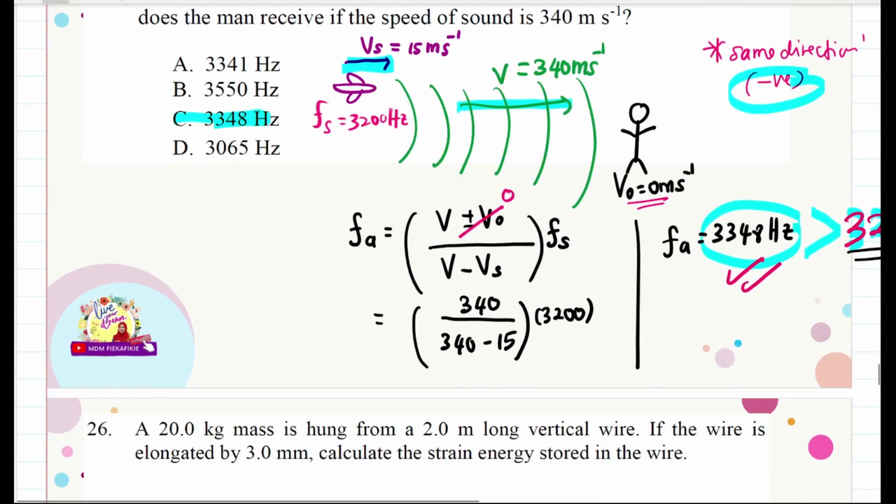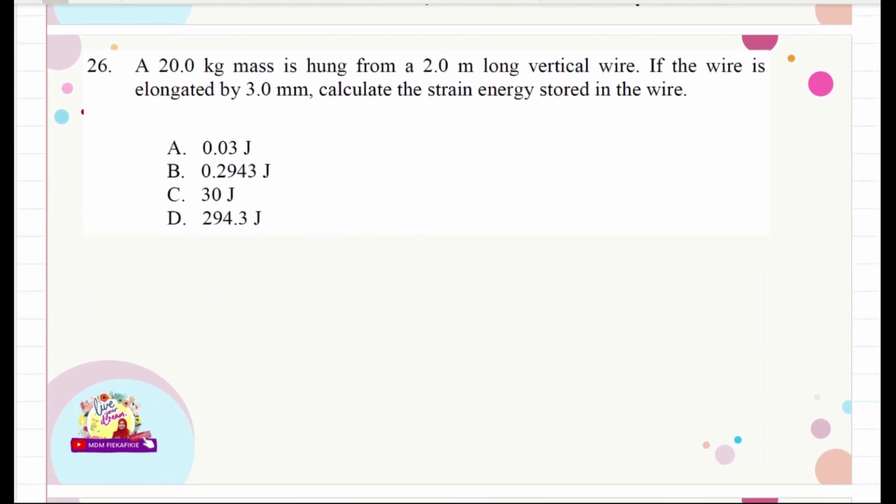And then next question, question 26. We have 20 kg mass is hung from 20 meter long vertical wire. So here we have a wire. This is the wire. And then kita letak apa? Kita letak pemberat, mass. So means that we put a force which is the weight of the block. If the wire is elongated by 3 millimeter, means that the elongation is 3 millimeter. Calculate the strain energy stored in the wire. So we want to calculate the strain energy.